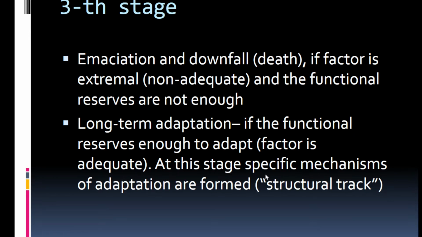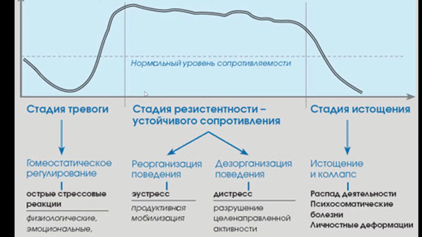At this stage, specific mechanisms of adaptation may be formed. It's the so-called structural track of adaptation. For example, long-term adaptation to systematic physical loads may be muscular hypertrophy, when we have not only functional changes during this load, but structural adaptation. The mass of muscles increases in this case. We can observe this in sportsmen: hypertrophy of muscles. You can see here all these stages: the alarm reaction, the resistance, and the stage of exhaustion.